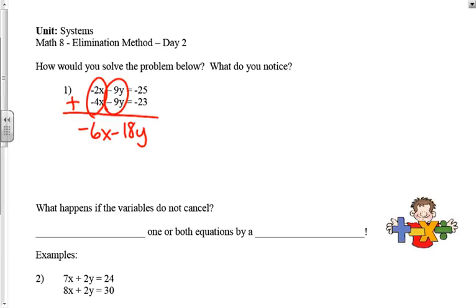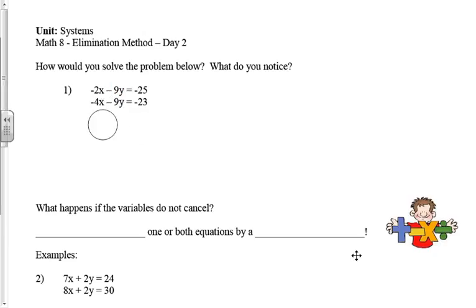So what we have to do is look for a variable that could easily be canceled, okay? If I look at this problem, I'm looking at the y variable, because with -9 and -9, if we were to change one of those to a positive, the other one would drop out. If this was really a +9, then when I add them together, the y's would drop out.